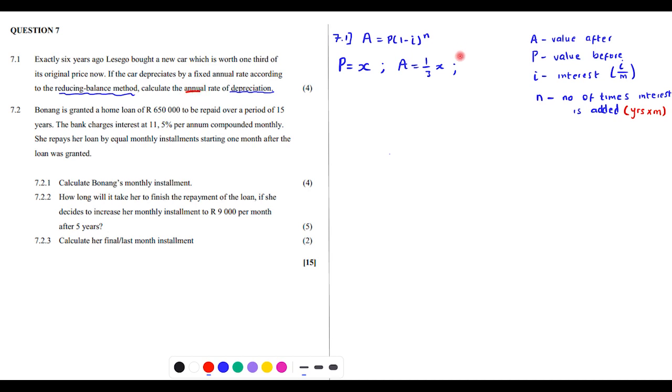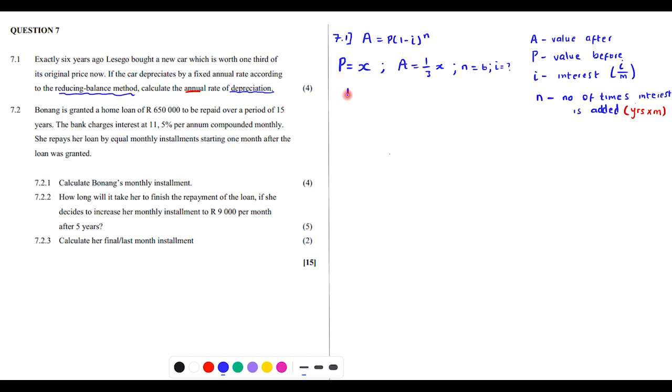So this means N is going to stay as 6. It won't be 6 years, but it will be 6. That 6 came from 6 years multiplied by M, which is 1, the number of times interest is added in a year, hence we're saying 6. Then from here, we're just going to substitute and solve for the interest, which is what we need to find here.